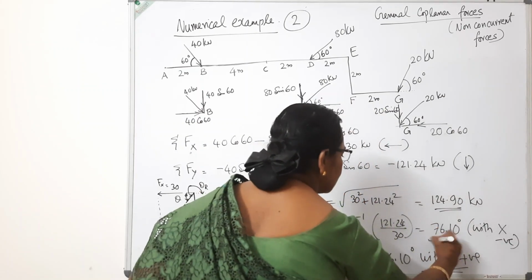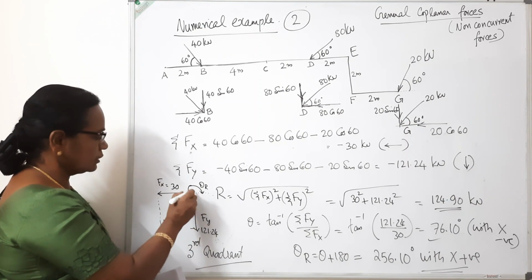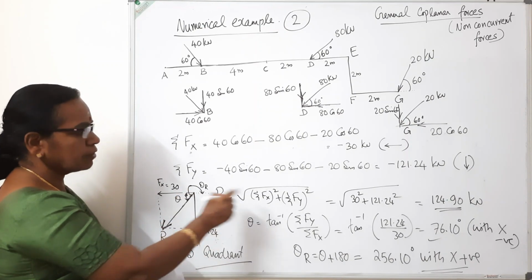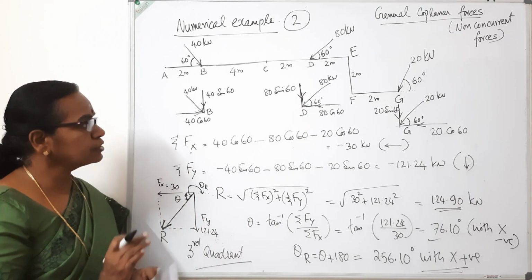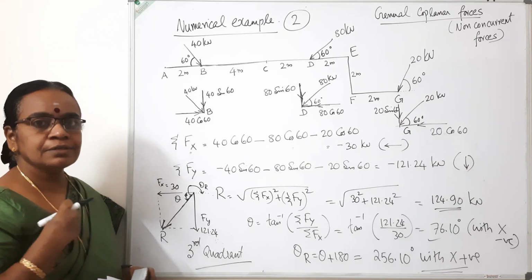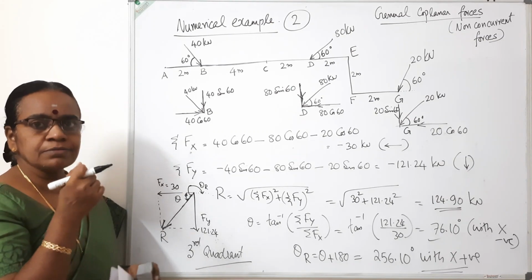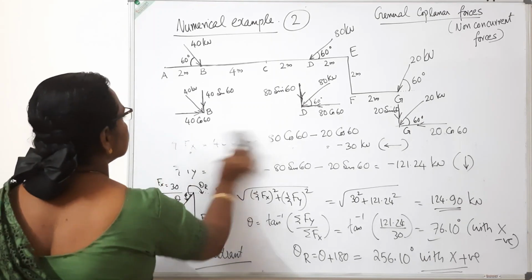Even this itself is okay if you mark it correctly in the figure. You mark this and the resultant is in third quadrant. It is making 76.1 degree with the negative x direction. So the first part is okay. We find out the resultant numerical value as well as direction. The third step is to find its location. Let us see how to find the location.